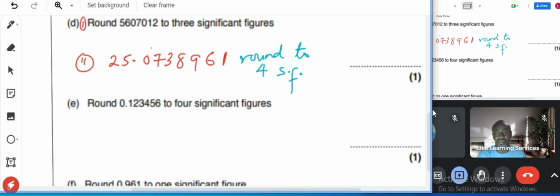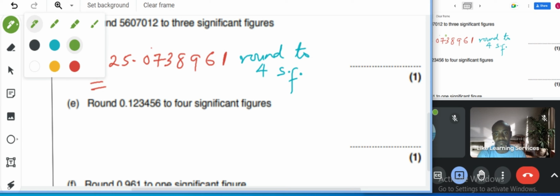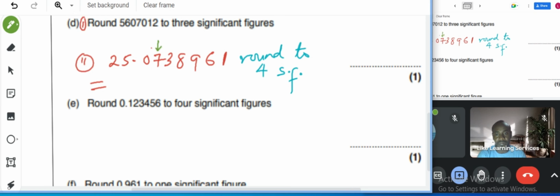So what will it be? 2, 5. We will stop at this 7. So we look at the next number. The number is 3, isn't it? Yeah. It's not up to 5. So the answer will become 25.07. Are we going to write 0000 in the other ones? No, it's after the point, so you don't write that. Okay.